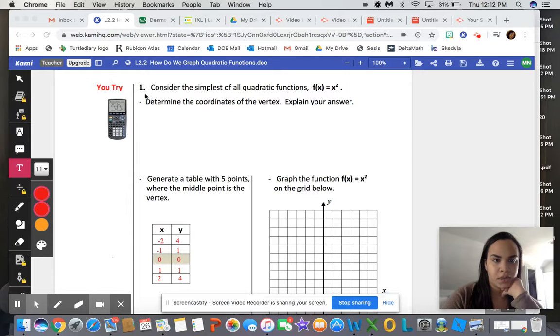Okay, so let's try the U now. It says consider the simplest of all quadratic functions, f of x equals x squared. And this is also called the parent function because it's the simplest form of a quadratic.